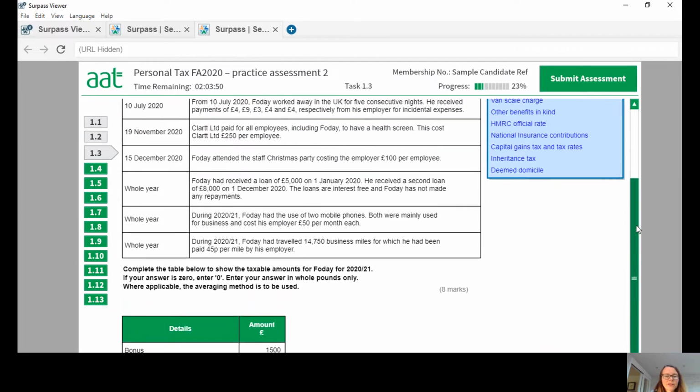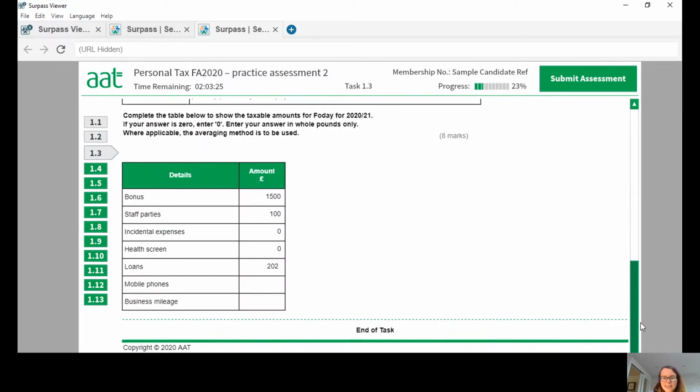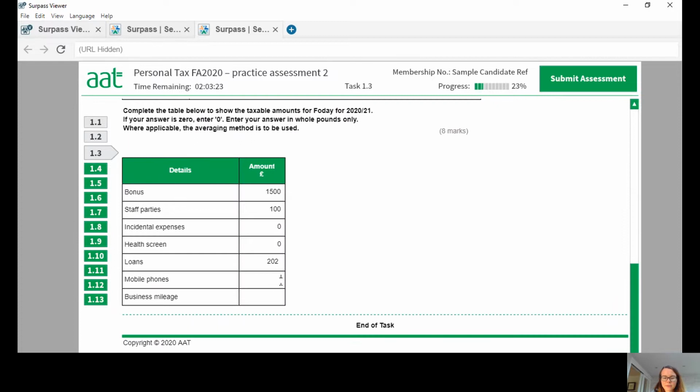What have we got? So I'm just so happy I figured that one out. During 2021, Frodo had the use of 2 mobile phones. Both were mainly used for business and cost his employer £50 per month each. Don't know why he's got 2, but there we go. The rule is you are allowed 1 mobile phone. So the second one will be taxed as a benefit. So £50 a month times 12 months is £600.